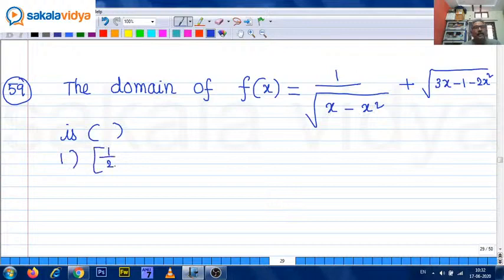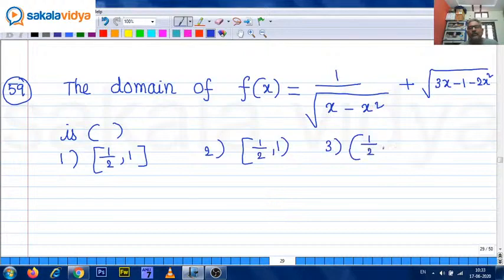So closed 0 comma 1, second option, closed 0 comma 1 open, third, open 1 by 2 comma 1 closed, fourth one, open 1 by 2 comma 1 open, right?